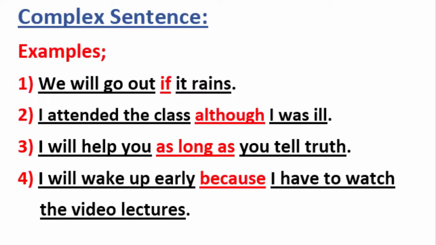Example number 3. I will help you as long as you tell the truth. Again here, two simple sentences joined by as long as, which is not a FANBOYS word, which means this is a subordinating conjunction. Example number 4. I will wake up early because I have to watch the video lectures. Again here in this sentence, two simple sentences joined by a subordinating conjunction, because.